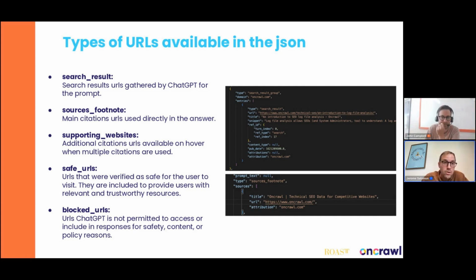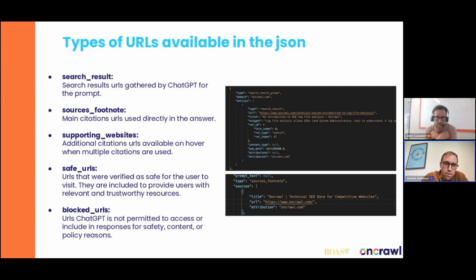But when you look at what's inside this JSON and how it's structured and how the URLs are available, you can see that some are named search results. So those are really the search results from Bing gathered by ChatGPT for the prompt. Then you have two other types of URLs. You have main citation URLs used directly in the answer, called sources footnote. It was called supporting website at first, but there was an update, and now you sometimes have multiple citations. When you hover, you can scroll left and right in a carousel. So the main citation URLs are here, and the other ones are in supporting websites, and that's how it's organized.